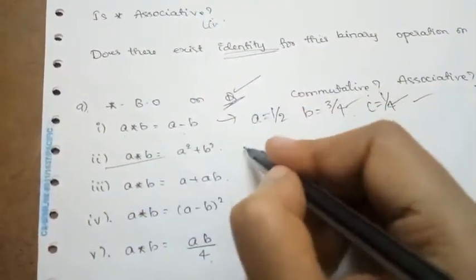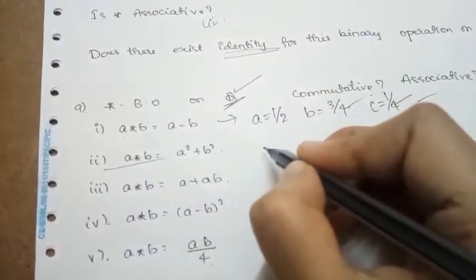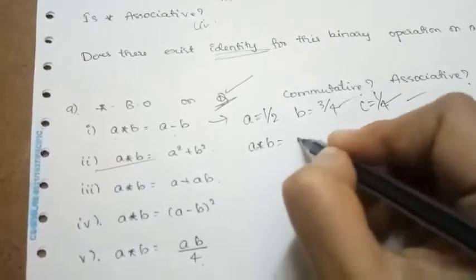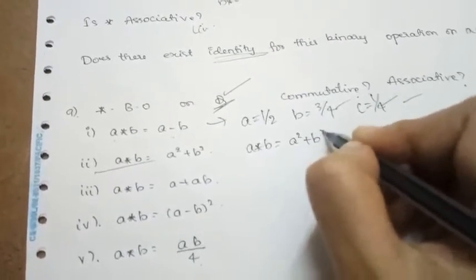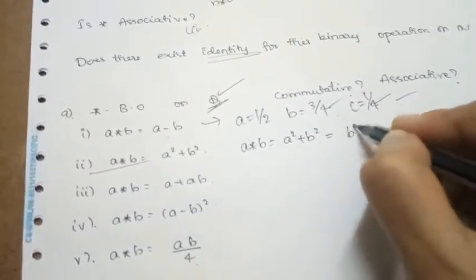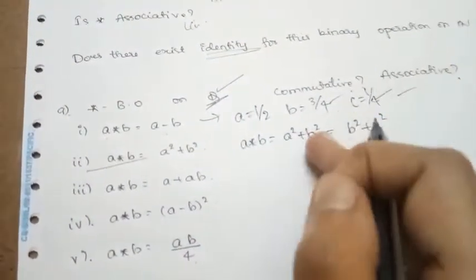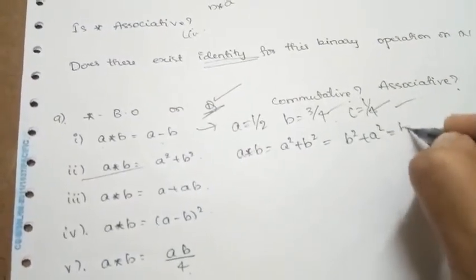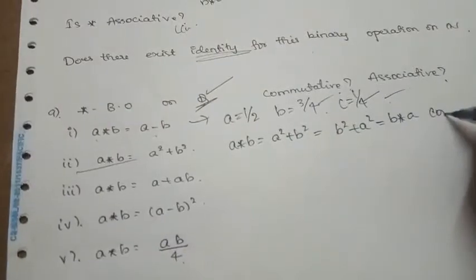Next, A star B is equal to A square plus B square. So commutativity means what? A star B is equal to A square plus B square. This will obviously be equal to B square plus A square. There will be no change if we shift the position of B square and A square. So this is nothing but our B star A. So clearly it is commutative.